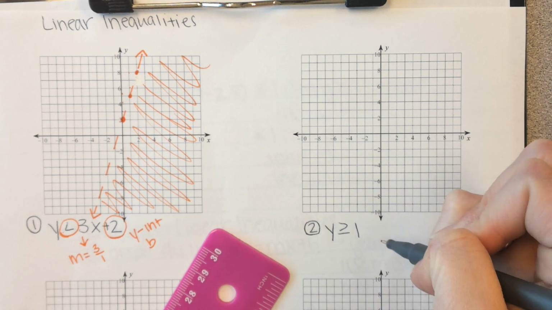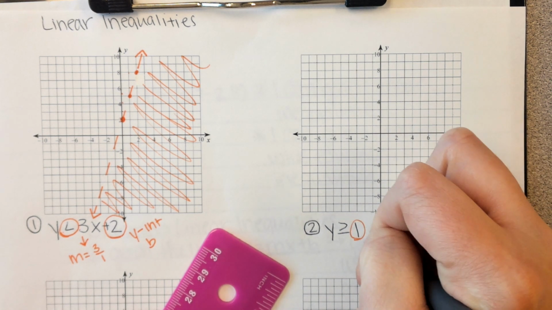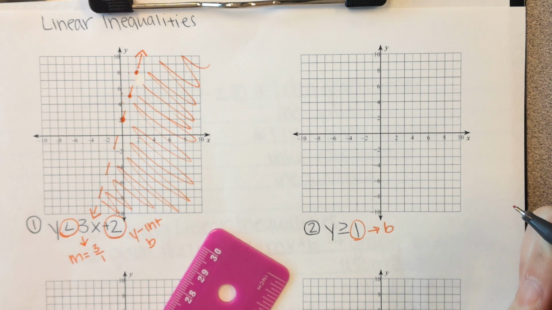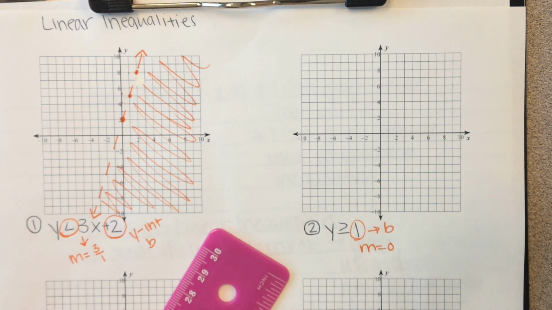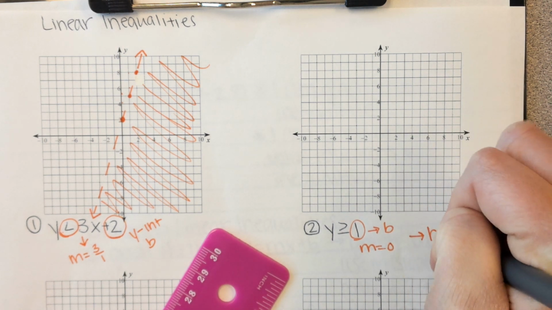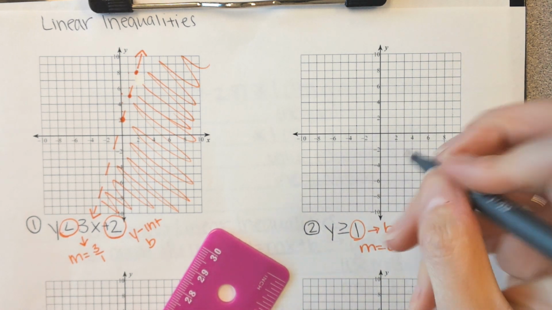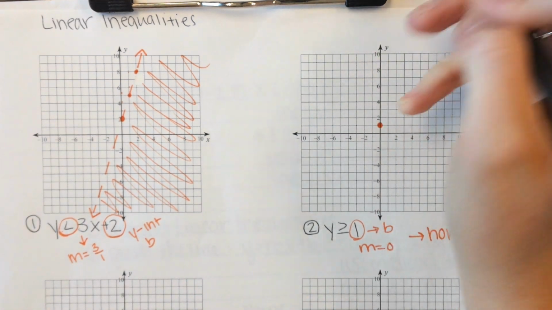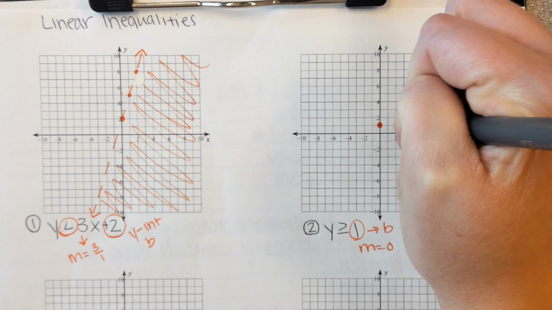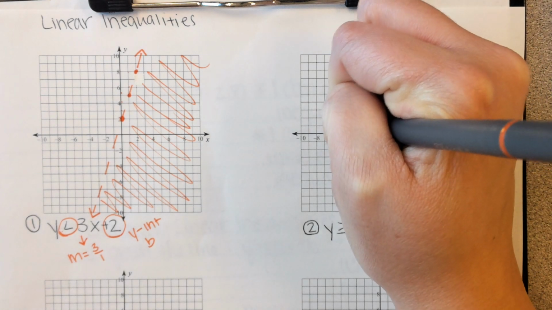Okay, number 2, 1 is my B. I don't see an X, so that means my slope is 0. And what kind of line has a slope of 0? Horizontal. So I'm going to go to 1 on my y-axis. And I don't have a slope. My slope is 0, so I'm just going to make another dot out to each side just to help me make my line straight.